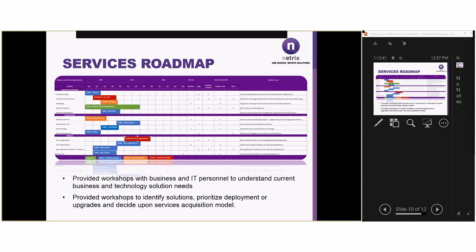When we look through here, the areas where the customer was able to see very quick ROI included things like their Exchange environment. If you're not already an Office 365 customer, those are an opportunity for things like that, right? Where those types of things.